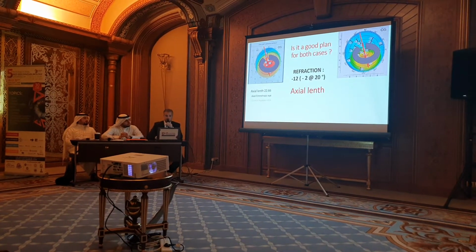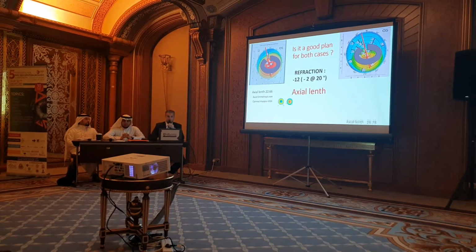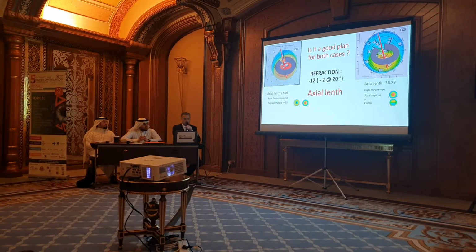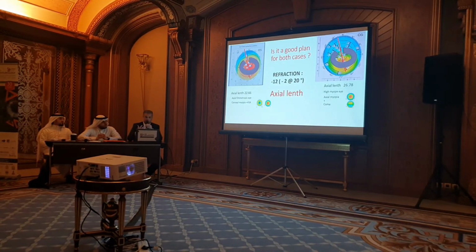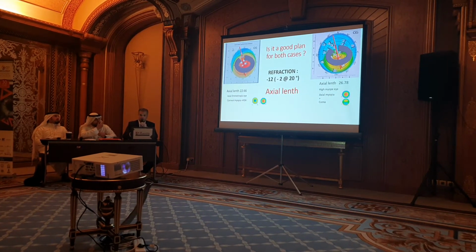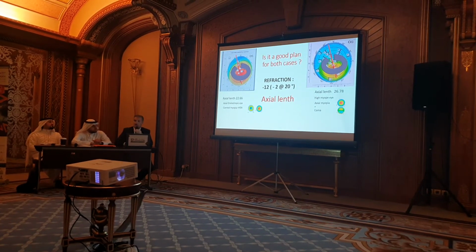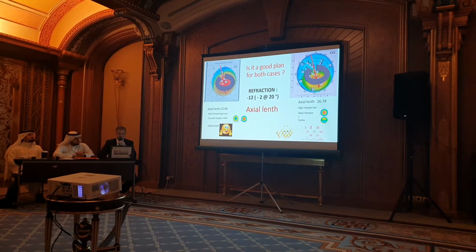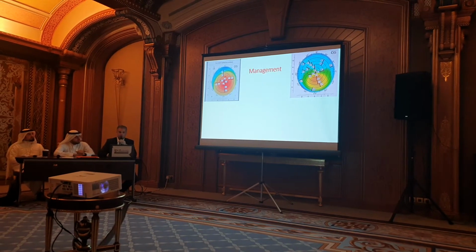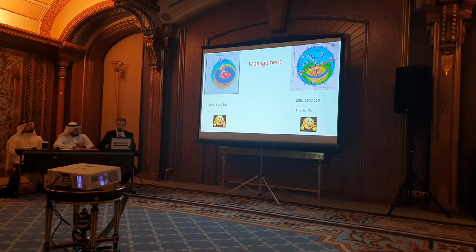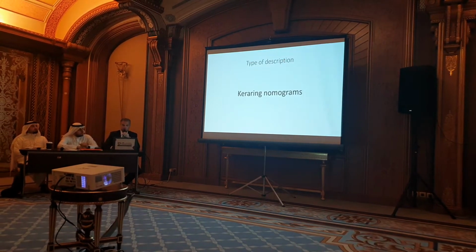No, because the axial length is different, and because the aberrations are different. On the left side the problem is high spherical aberration, but on the right side the problem is coma, so you cannot treat them in the same way. That's why, when you take into account the axial length, you adapt, you adjust your treatment.